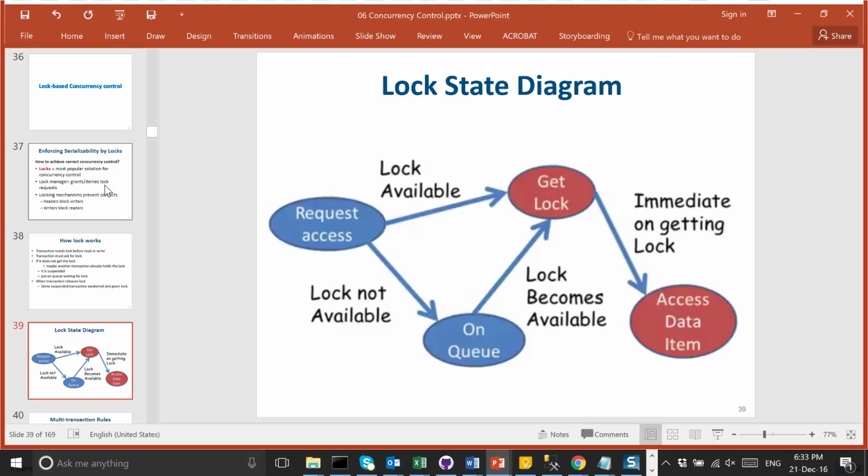Okay. So here is the state diagram of the locking mechanism that I explained already. So here is the request. A transaction requests access or requests a lock. If the lock is available, the transaction will get the lock and immediately access the data item. If the lock is not available, the transaction goes into a queue and waits. Once the lock becomes available, it will get the lock and access the data item. So that's the state diagram of transactions with respect to locks.